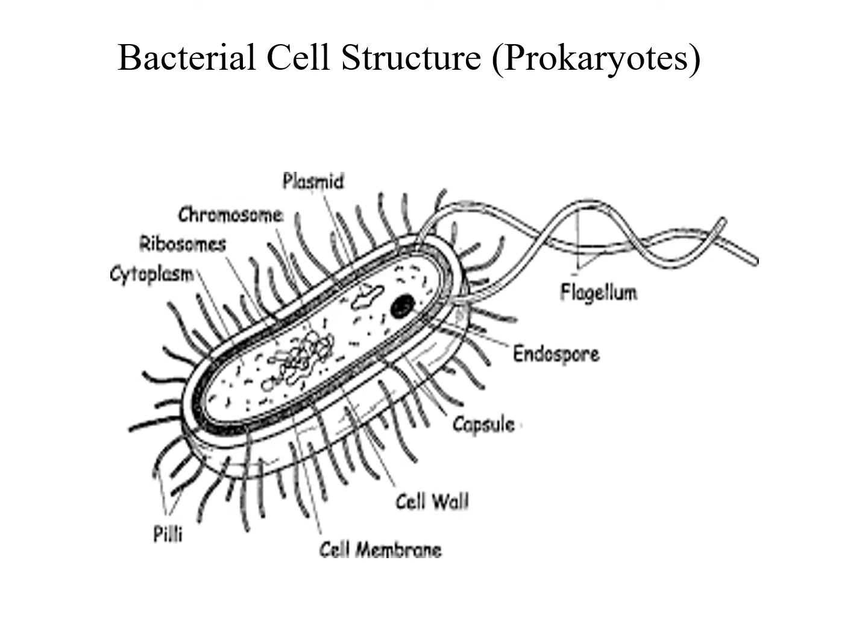Okay. So this is only the prokaryotic cell. This is typically a bacterial cell. It labels different structures: flagella, endospore, capsule, cell wall, and cell membrane. So all these structures are in prokaryotic cells.